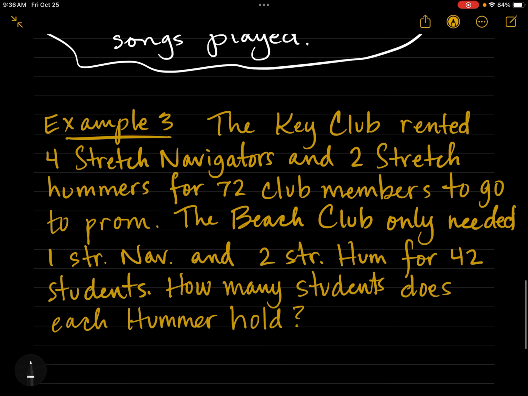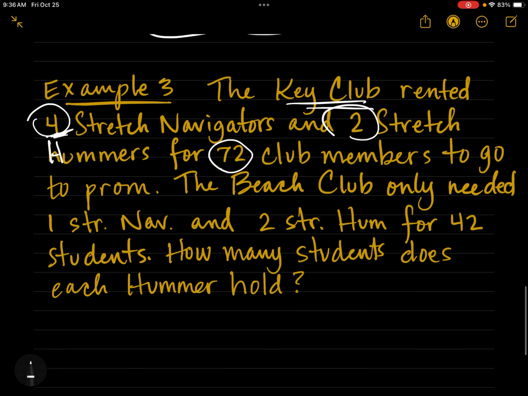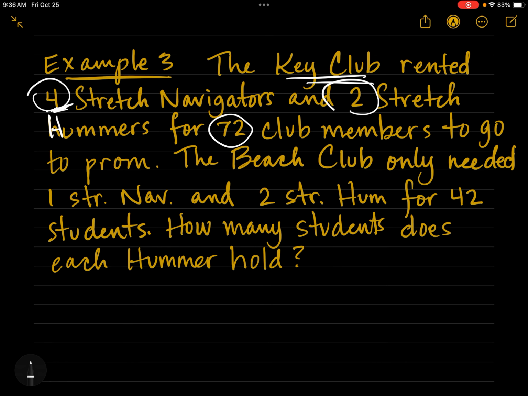Alrighty. Now we're about to go to the prom. Let's go. The Key Club rented 4 Stretch Navigators and 2 Stretch Hummers. So they used that for 72 club members. We're going to assume each vehicle was full and all the Stretch Navigators held the same amount. So for example, if the Stretch Navigators hold 6, then each one has 6. Even though we know that's probably not that realistic. Anyway, it's just a word problem.